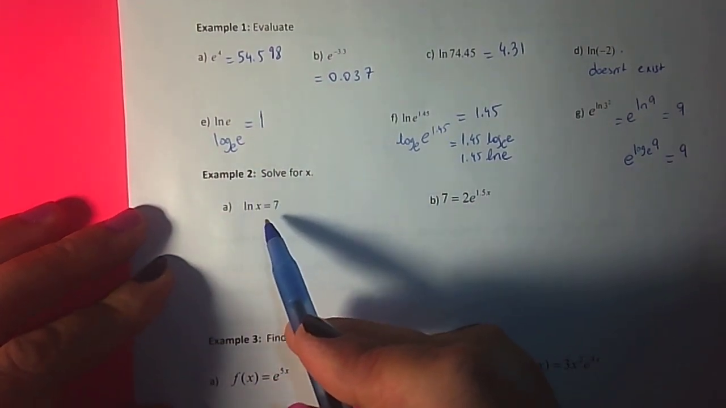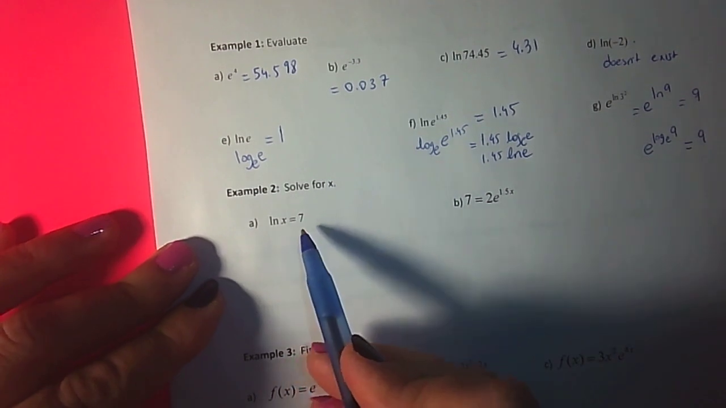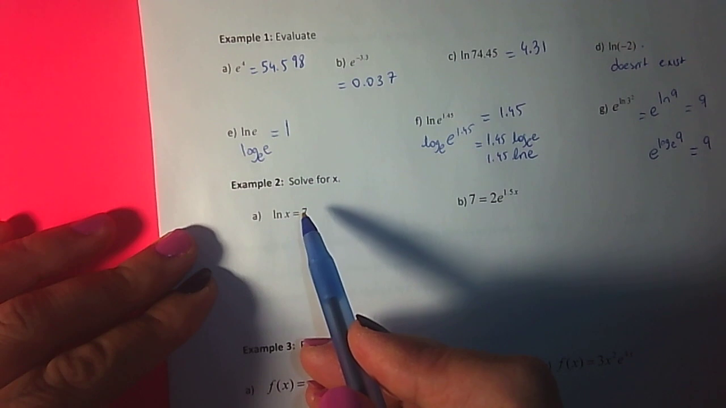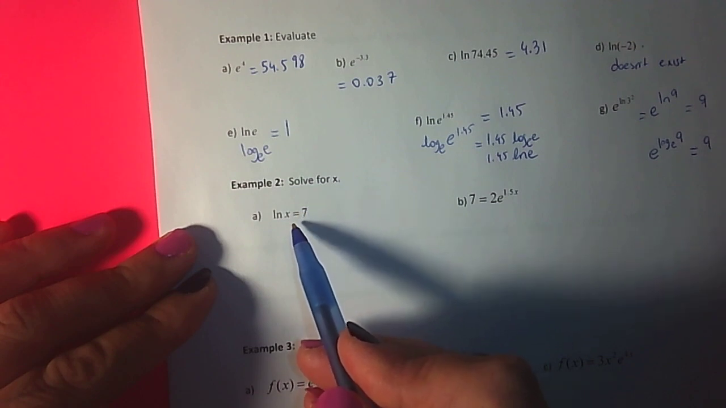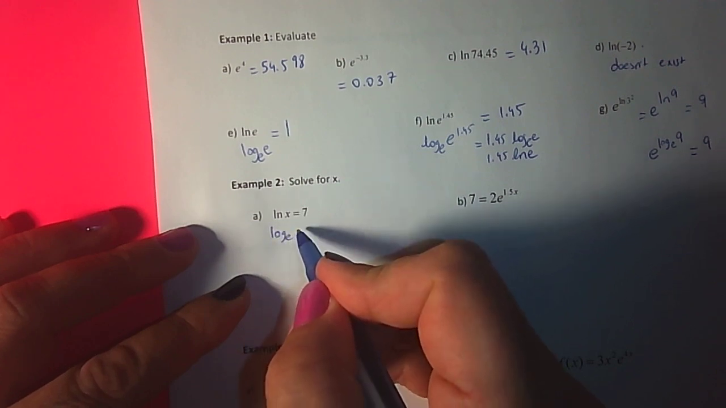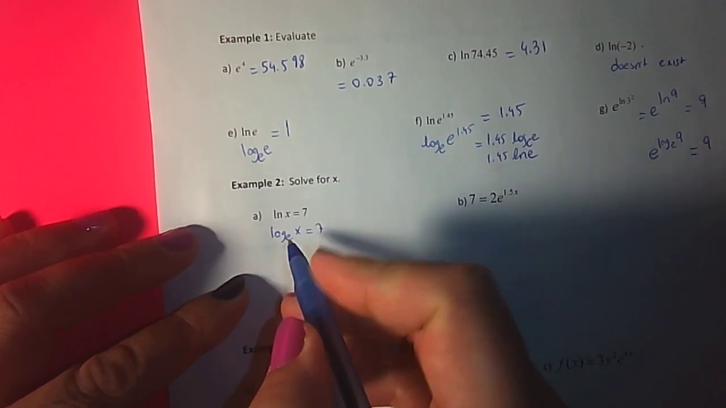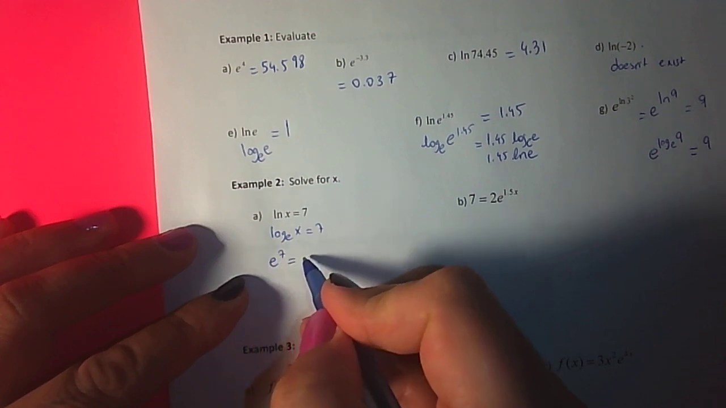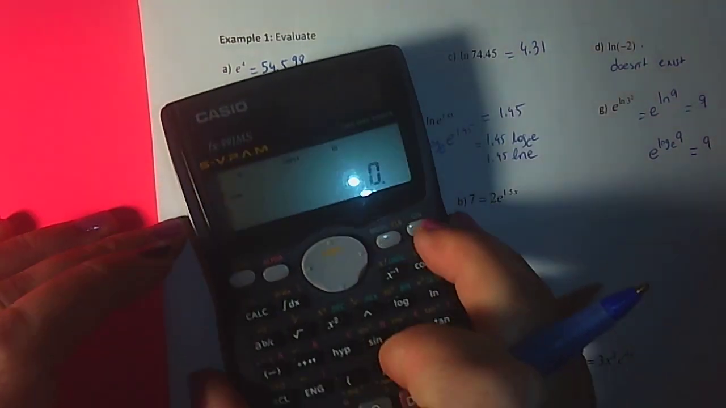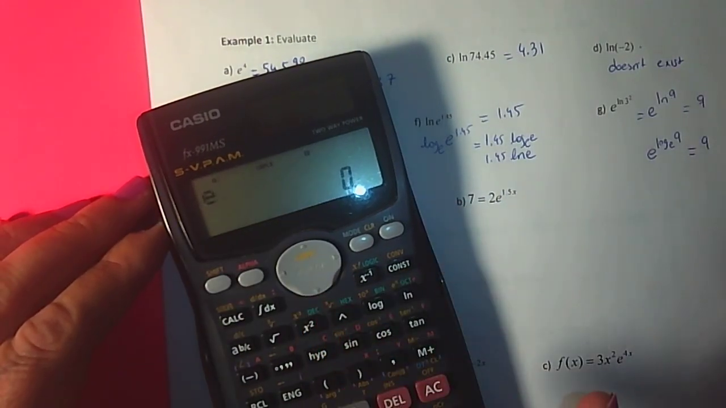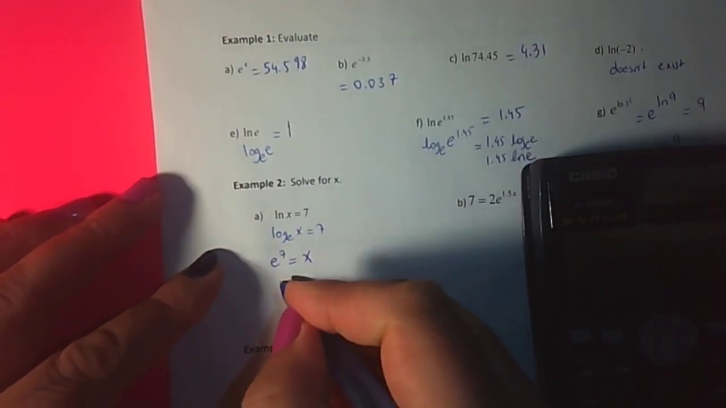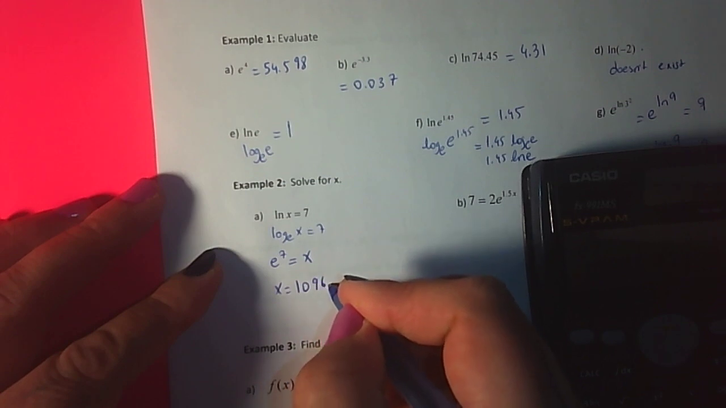Example 2, solve for x. If we have ln x equals 7, we can put this in exponential form. Let's again remember, ln x is log base e. So if you put it in exponential form, you get e to the power of 7 equals x. After this point, you can just do it with your calculator, and we get 1096.63.